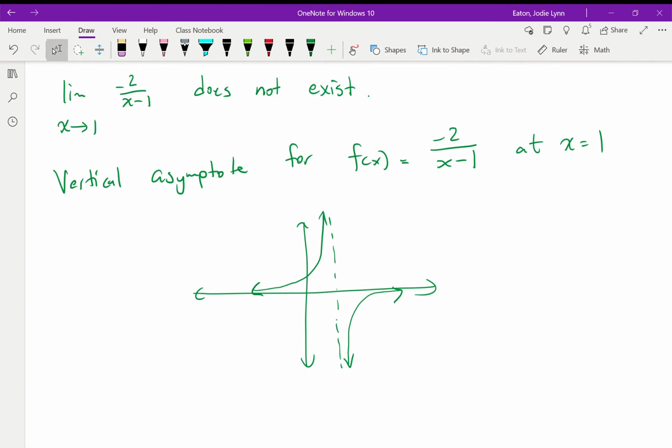And we will talk more about vertical asymptotes as we get into curve sketching.